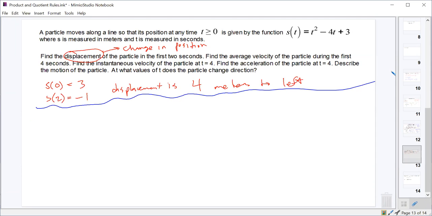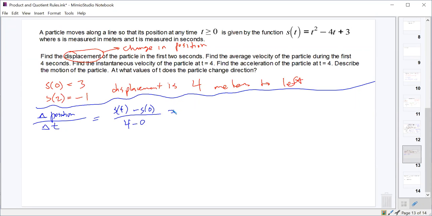All right, what is the average velocity of the particle during the first 4 seconds? If we're looking for average velocity, an average velocity ought to be a change in position divided by a change in time. It's a slope. The average velocity is a slope. So what is the change in the position in the first 4 seconds? That ought to be S of 4 minus S of 0. And the change in time would be 4 minus 0. Everybody agree with that?